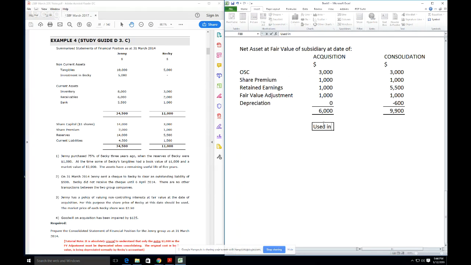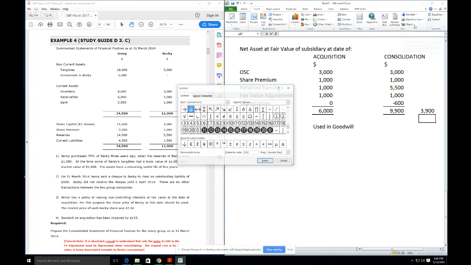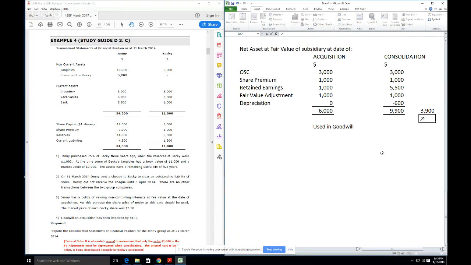So this is normally used in goodwill calculation. Why the difference of this? Why is this thing not showing? I like using my symbols. Why is this one used? The difference is used in NCI and consolidated reserves calculation.